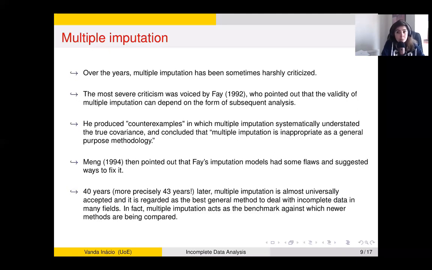In fact, multiple imputation most of the time acts as the benchmark against which new methods are compared. So most of the times that someone comes with a new method for dealing with missing data, they compare with the results that would have been obtained using a form of multiple imputation, because there are hundreds of ways of doing multiple imputation. So I think multiple imputation is a very interesting and useful methodology to learn.